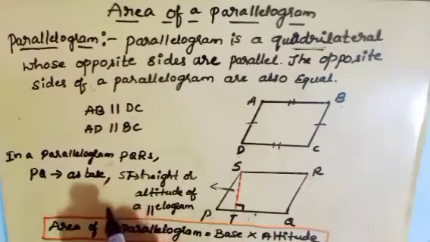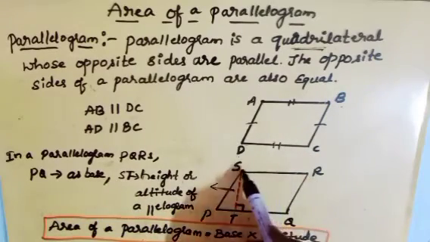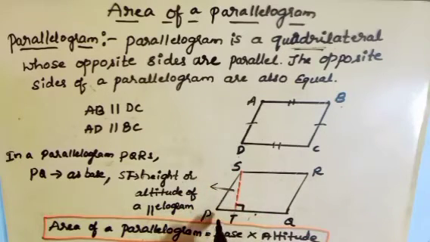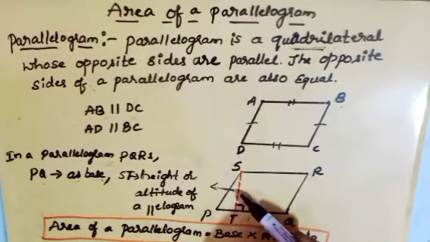Next, in the parallelogram PQRS, when we draw a perpendicular from the opposite vertex to the base, this perpendicular ST is drawn from the opposite vertex to the base. Base here means PQ is called the base. PQ is called the base and ST is called the height or altitude of a parallelogram.